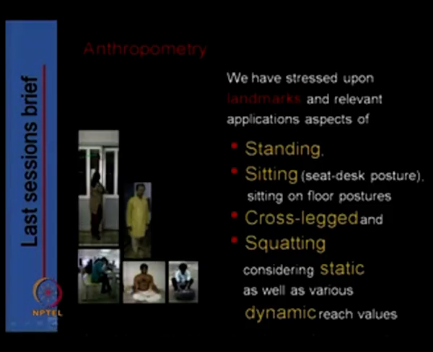Now, last session, whatever we have discussed about anthropometry, we have stressed upon landmarks for various anthropometric measurements and relevant application aspects of standing and sitting, that is sit desk posture, and sitting on floor postures, specifically the cross-legged and squatting, considering static as well as various dynamic values.